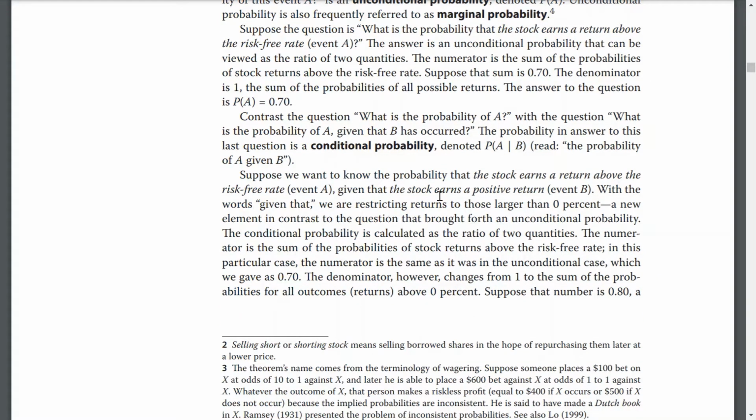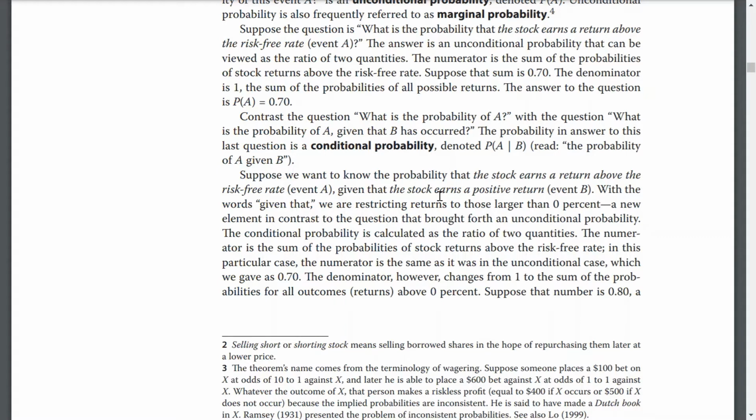Contrast the question, what is the probability of A, with the question, what is the probability of A given that B has occurred? The answer to this last question is a conditional probability, denoted P(A | B), read as the probability of A given B. Suppose we want to know the probability that the stock earns a return above the risk-free rate, event A, given the stock earns a positive return, event B. With the words given that, we are restricting returns to those larger than 0%.